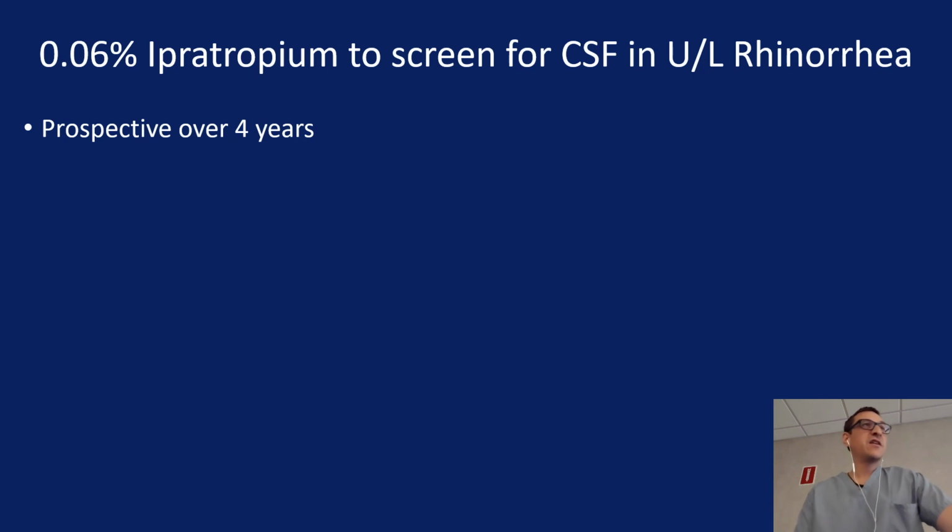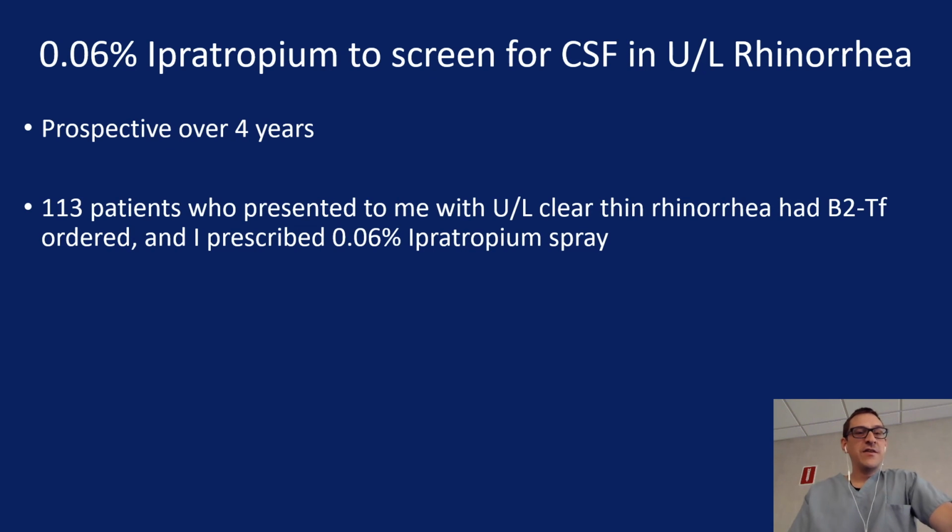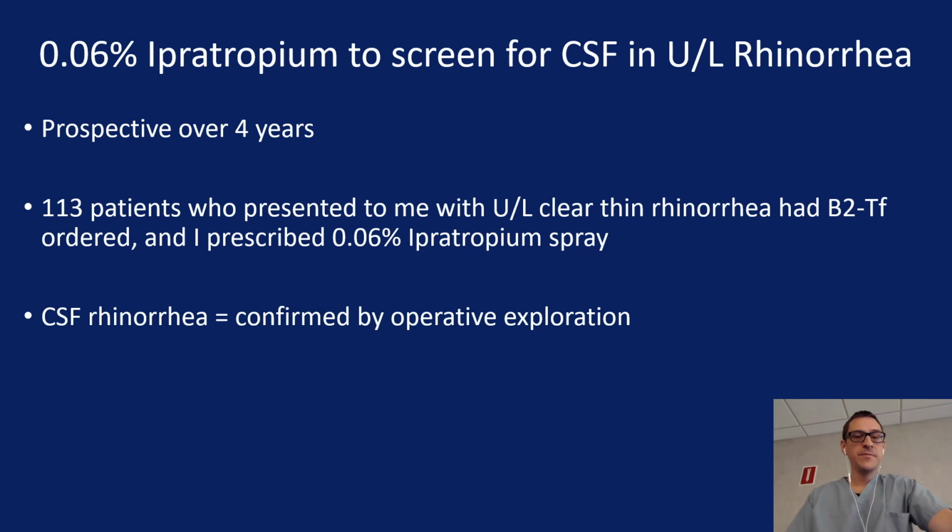And so we did this study. Phil Nolte left, but he and I worked through this in conjunction with Will's data. It was a prospective study over 4 years. 113 patients presented to me with unilateral clear thin rhinorrhea. Beta 2 was ordered in all the patients, and then we prescribed ipratropium spray 0.06.